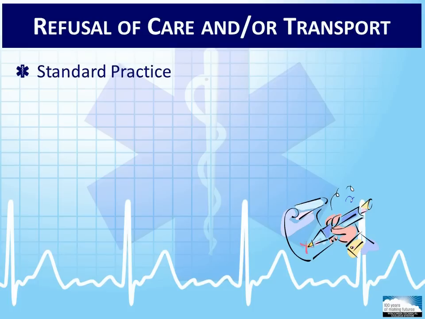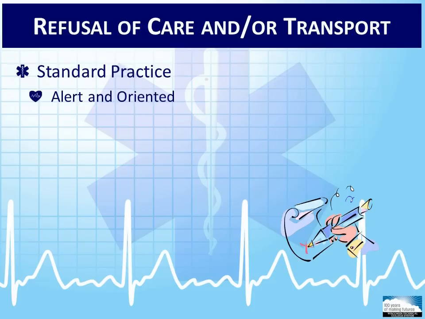To minimize this potential liability associated with the refusal of care and/or transport, EMTs should first ensure that their patient has the capacity to make healthcare decisions. This means that the patient must be at least 18 years of age, is alert and oriented, and is not suffering from a mental or psychological impairment that would bring the patient's capacity into question.